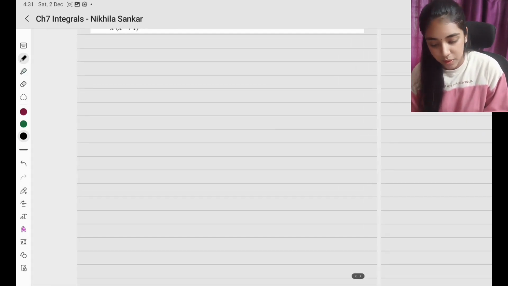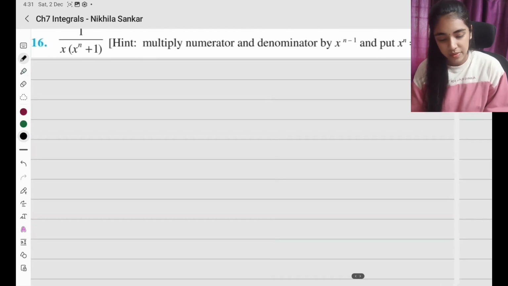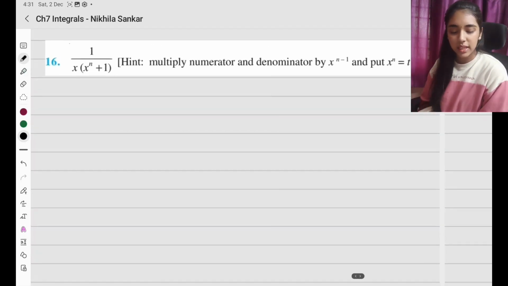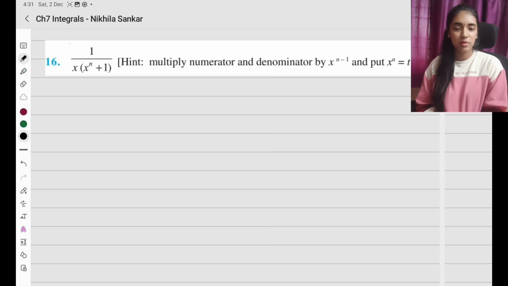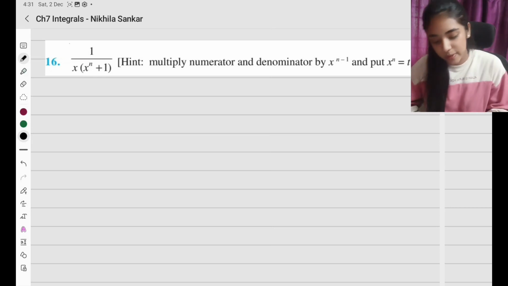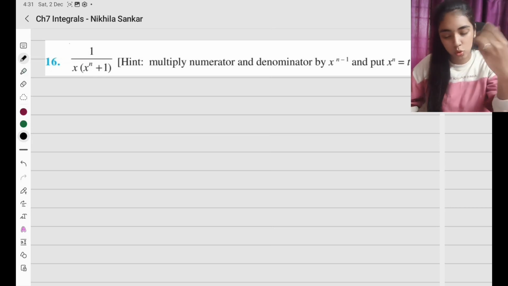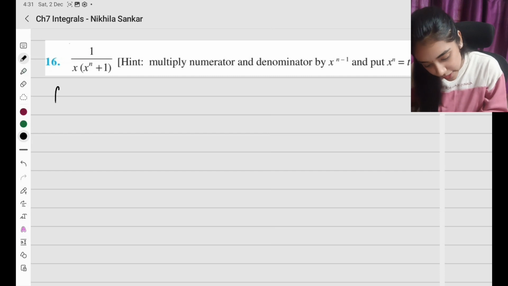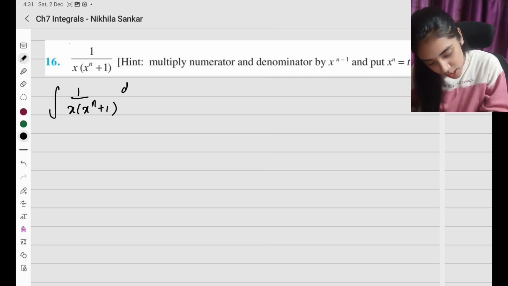Now, question number 16. So basically they have given a hint here. Multiply numerator and denominator by x to the power n minus 1. We'll see what happens if we don't do that. Let us directly do what occurs to us. So I have integral 1 by x times x to the n plus 1 times dx. This is what we have.